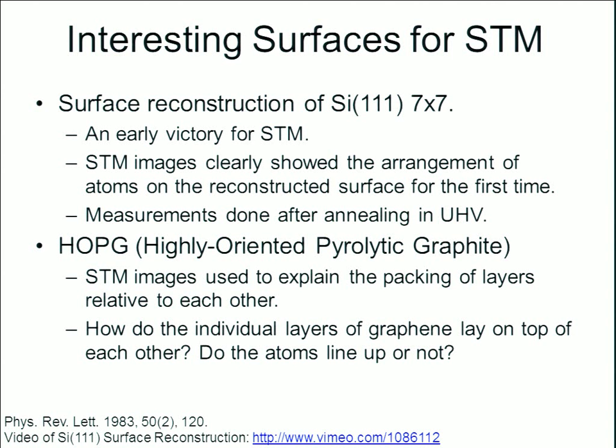Another example was imaging highly oriented pyrolytic graphite. These images were used to explain the packing of the layers relative to each other, and then there are some questions for further investigation you could try. How do the layers of graphene lay on top of each other? Do the atoms line up or not? So this is something you could check out if you have further interest. Just to point out, graphite is basically stacked sheets of graphene, both of which are materials composed only of carbon atoms.